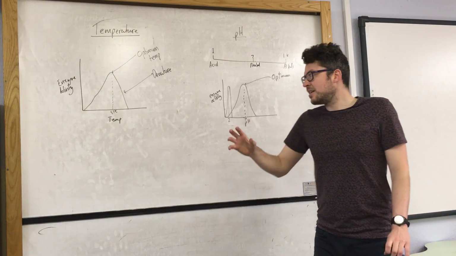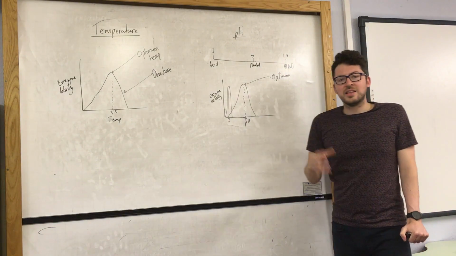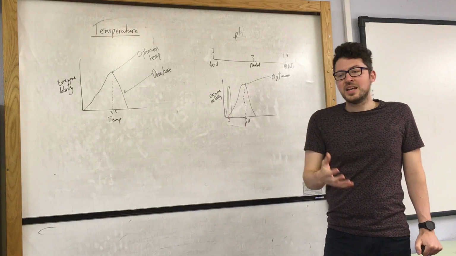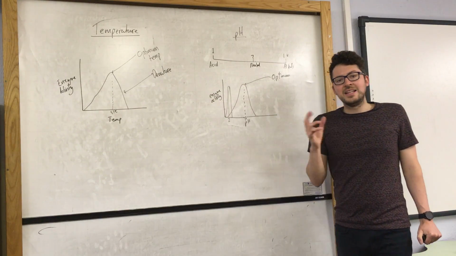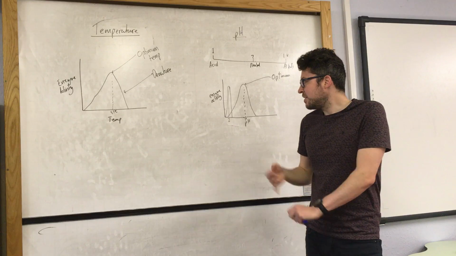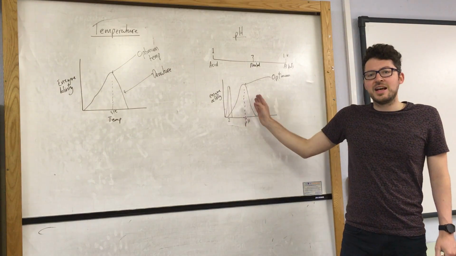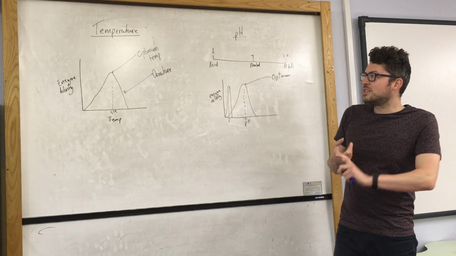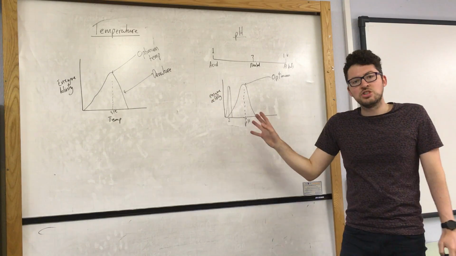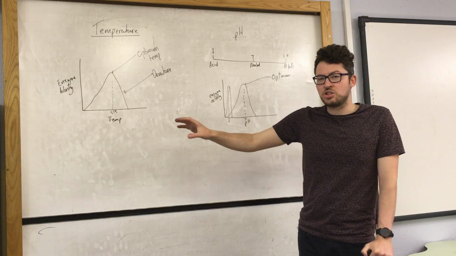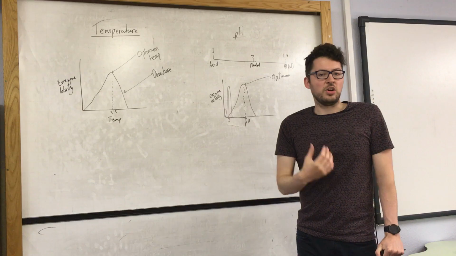Okay? So that is temperature and pH. They can both affect the shape of enzymes, therefore affect the rate of enzyme activity. You need to be aware that different enzymes may function best at different pHs, and understand that temperature and pH can cause the enzyme to denature, change shape, and stop it functioning.